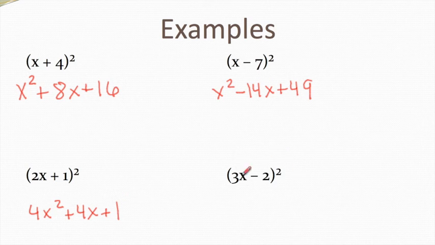Let's try this last one. We need to square our first term. So 3 squared is 9, and then x squared is x squared. We find the product of the two terms. So 3x times negative 2 is negative 6x. We double that to make this negative 12x, and we square the last term. Negative 2 squared is 4.